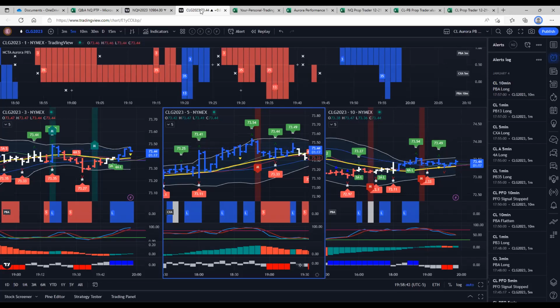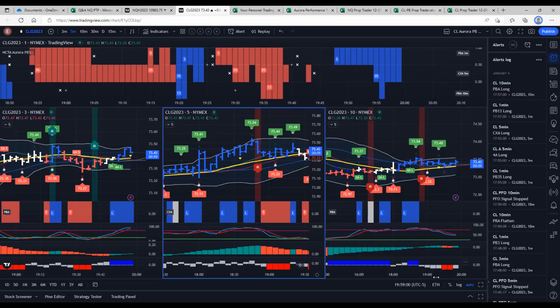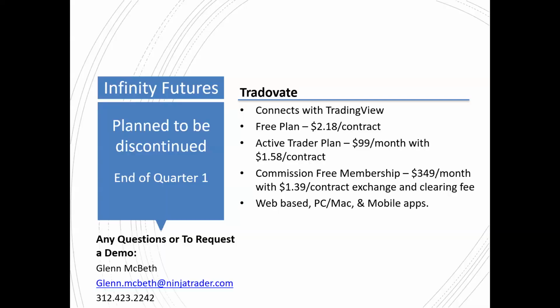I just saw the other part of your comment, AD, been using NinjaTrader for years and it meets 90% of my needs. So again, if you're looking for something to switch to and you don't want to switch to Tradovate, NinjaTrader is another option as well. And again, if you have any questions on trading platforms, if you're interested in Tradovate or NinjaTrader, or wondering what's going to happen with your current Infinity account, contact Glenn. He's amazing at being responsive, and he'll be able to answer all your questions.